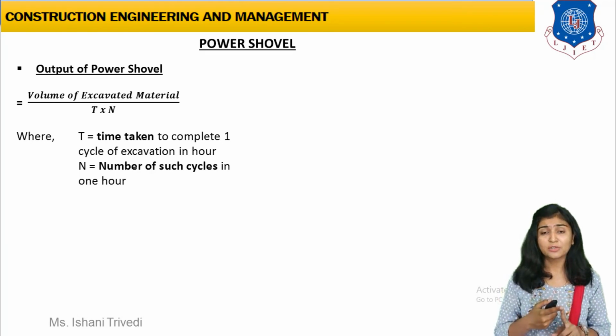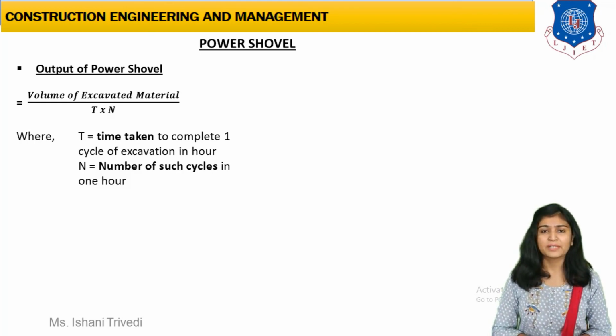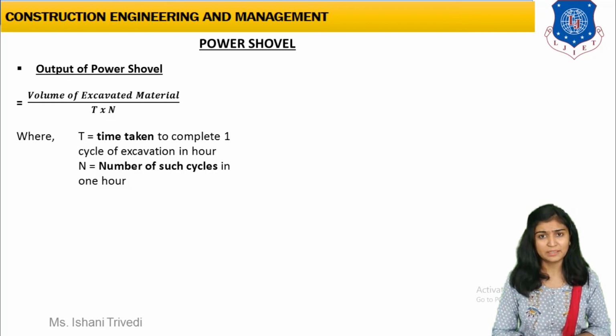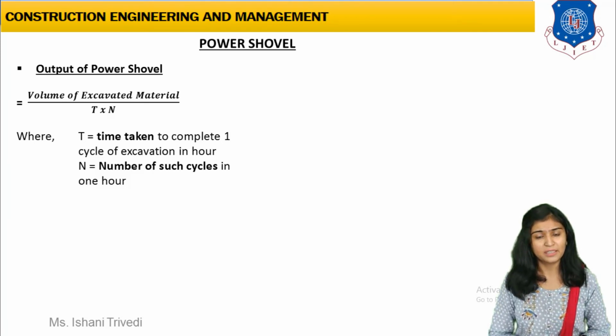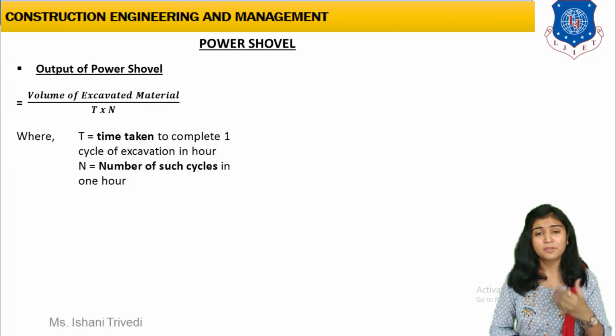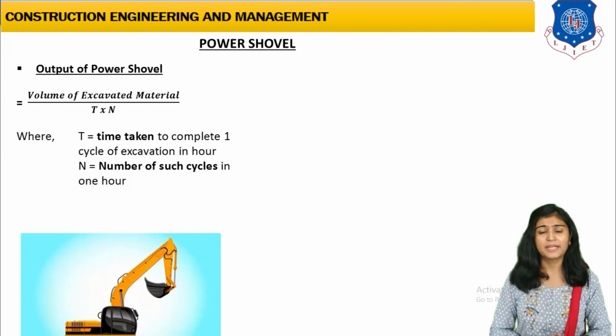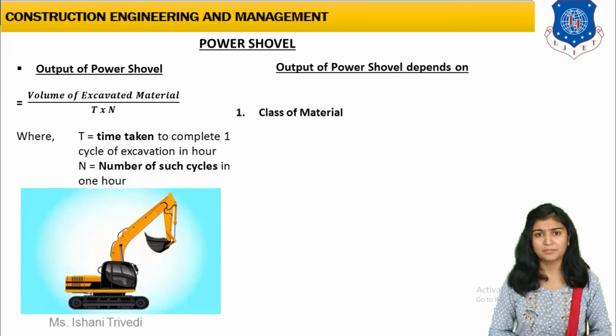If you want to calculate what will be the output with the help of the power shovel, how much you will be able to get the efficiency. Then volume of excavated material divided by T multiplied by N. What is T? It is the time taken to complete one cycle of excavation in hours, right? For one cycle of excavation, you are going to take time taken, and N will be the number of such cycles in 1 hour, right? So based on this, you can calculate the output of a power shovel.